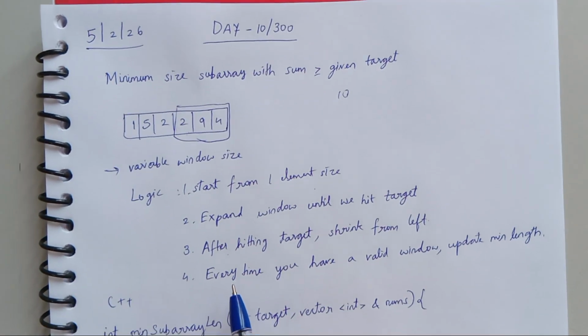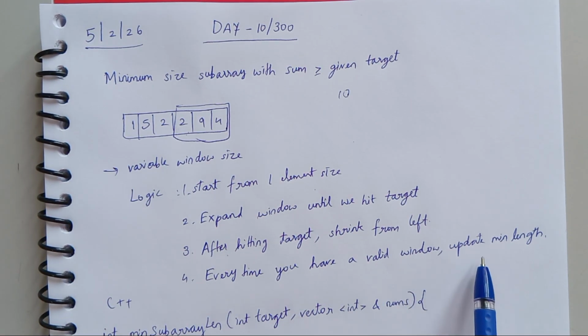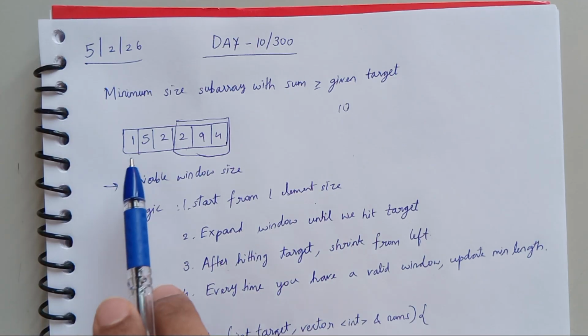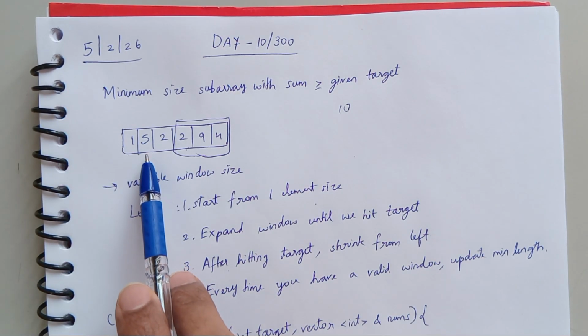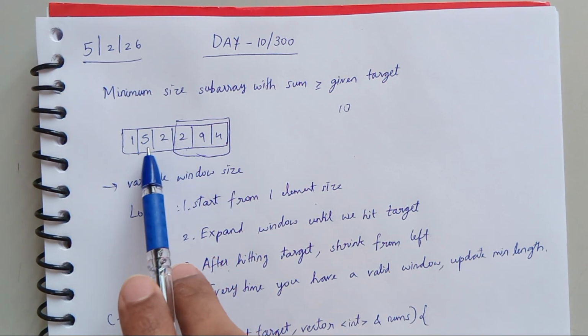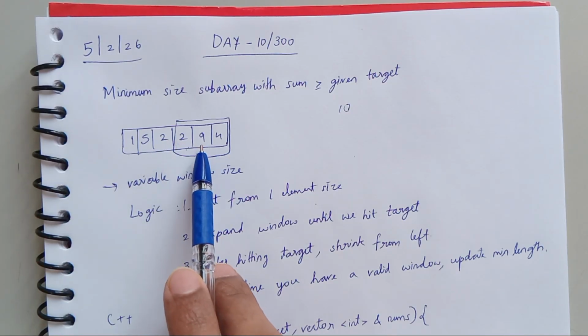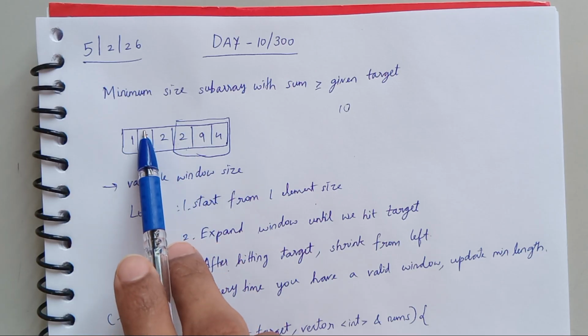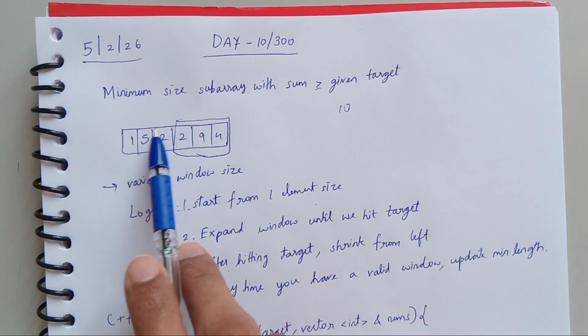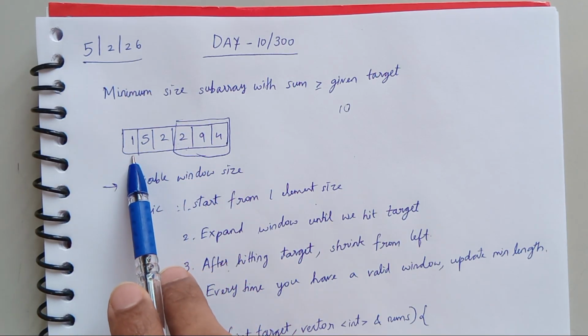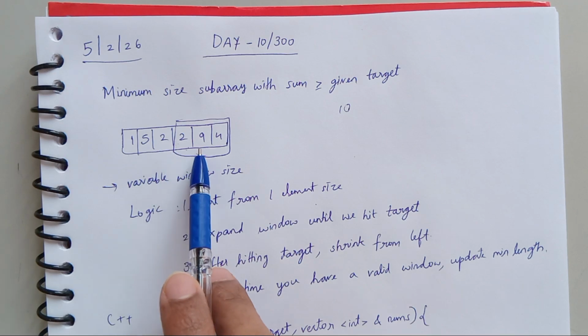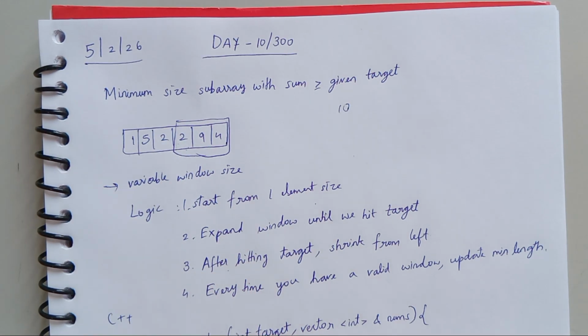Every time you have a valid window, update the minimum length. So if we start shrinking from the left, then we get 5 6 7 8 9, which is not less than 10. So we again shift this right, and we see if that is greater than or equal to 10, and it is greater than or equal to 10. So we again shift the left pointer, and we keep updating the minimum length.